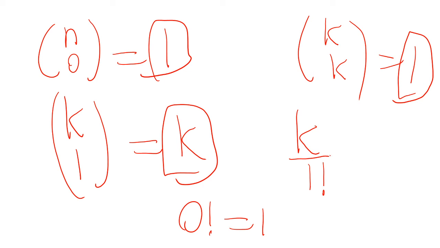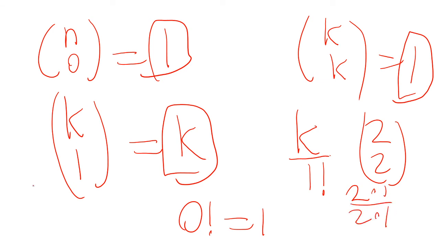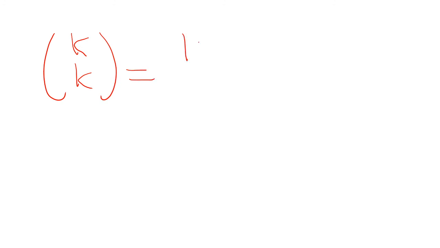Now, k choose k is choosing every single item out of every single item. So that's just one way to do that, right? So k choose k is going to be 1. We can see this if we do 2 choose 2, which is just 2 times 1 over 2 times 1. And also, we can go in depth because k choose k is again k factorial over k factorial.